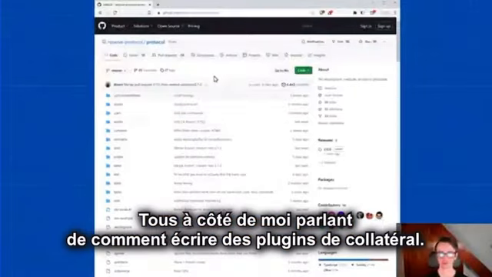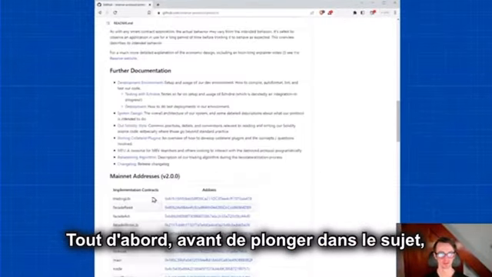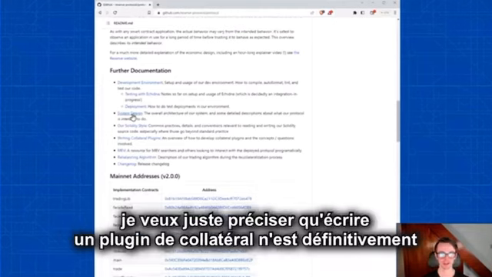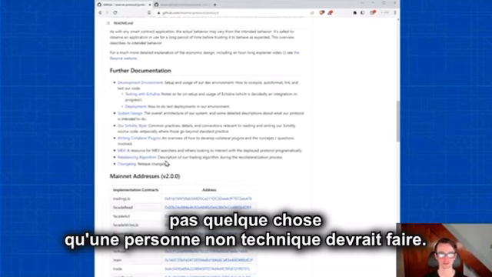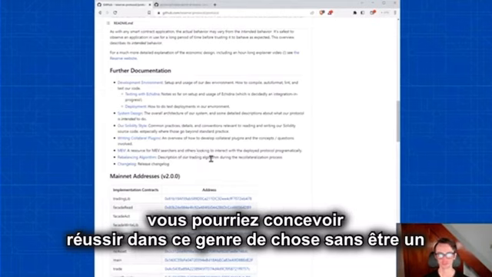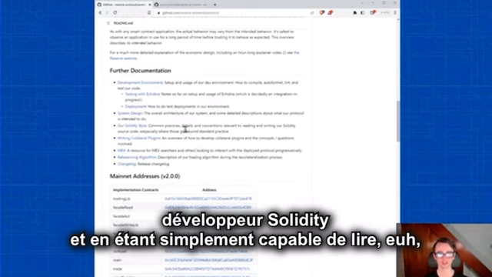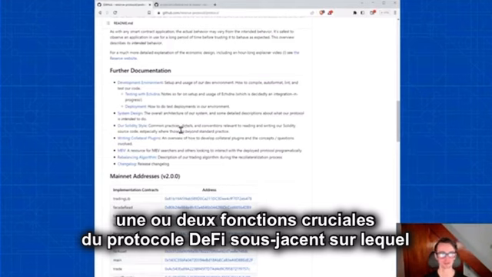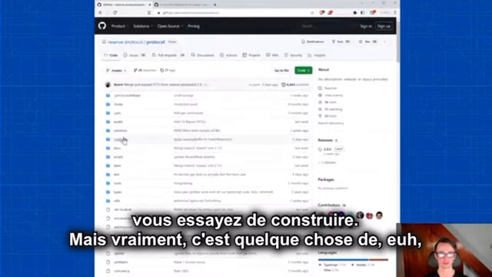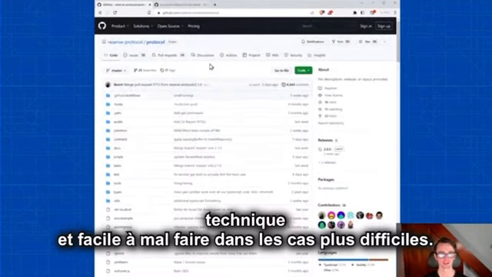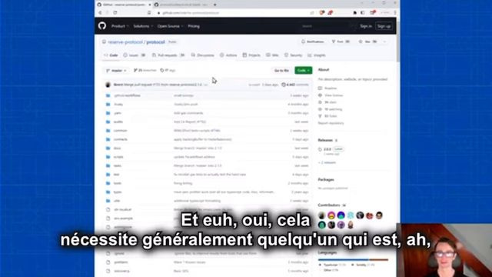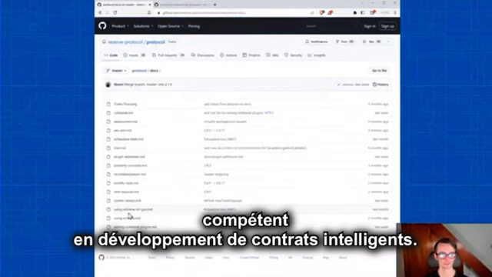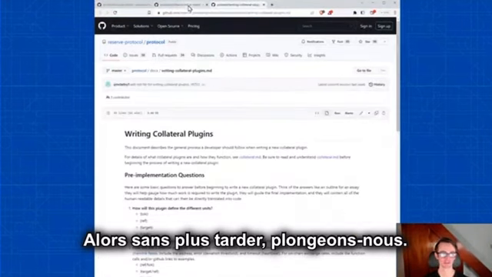Next to me talking about how to write collateral plugins. First, before diving into this, I just want to caveat this with writing a collateral plugin is definitely not for a non-technical person to do. You could conceivably succeed in this kind of thing, not being a Solidity developer and basically just being able to read one or two crucial functions off of the underlying DeFi protocol you're trying to build on. But really, it is something that is technical and easy to get wrong in the harder cases, and generally requires someone who is adept at smart contract development. So, without further ado, let's dive in.